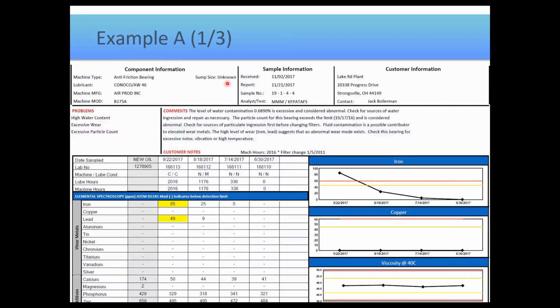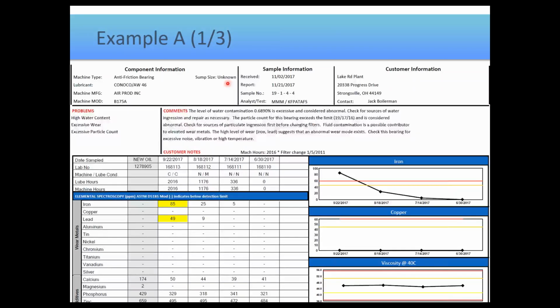Now, in this particular example, sump size is not identified to us, and a lot of people ask, why do we need sump size? Well, sump size has no bearing on the actual numbers that we report to you, but it does have a bearing on the recommendation you can put forth. If you tell me this sample was taken out of a 5-gallon system to lubricate a bearing, versus you tell me it's out of a 500-gallon system to lubricate a bearing, I would change my recommendation.